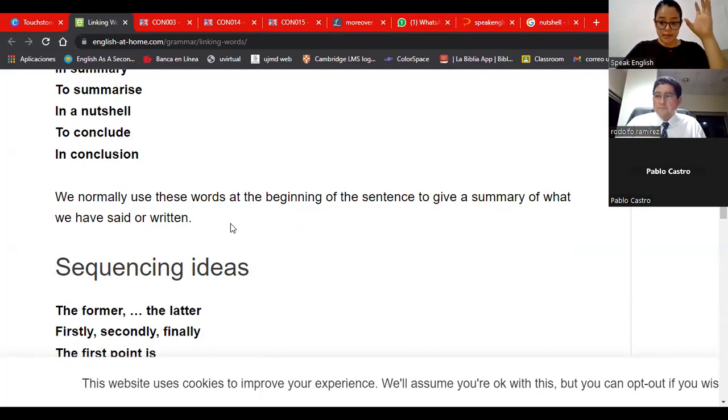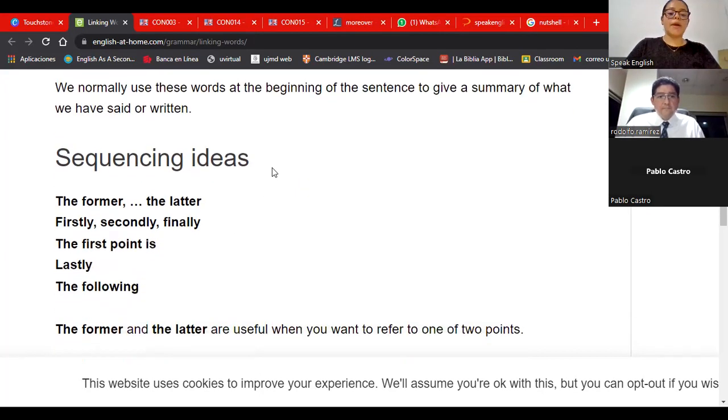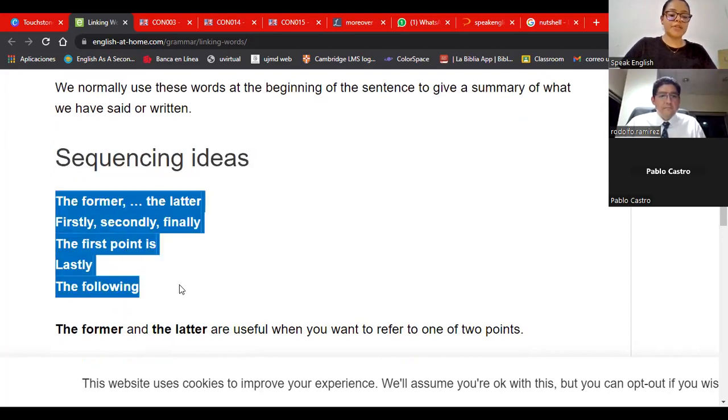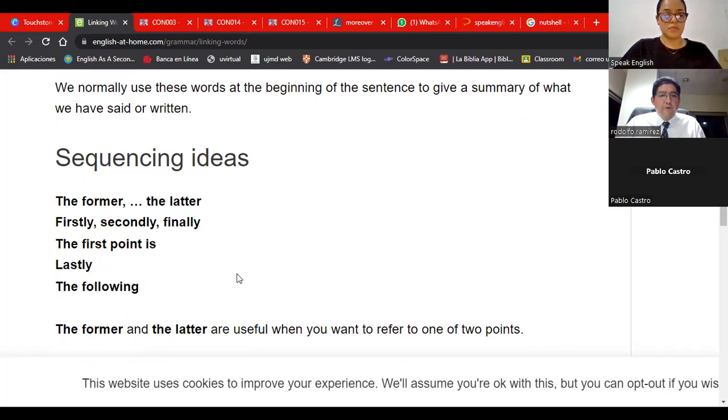Okay, so this is important. Remember, these phrases start the sentence. They don't go at the end. Okay, sequence ideas. What are the phrases that we have, Rodolfo? The former, the latter, firstly, secondly, finally, the first point is, lastly, and the following. Okay, very good. New words, new phrases? Well, maybe the expression former. Yes.